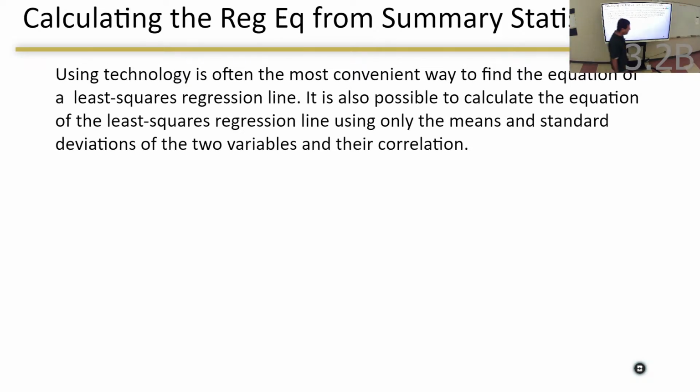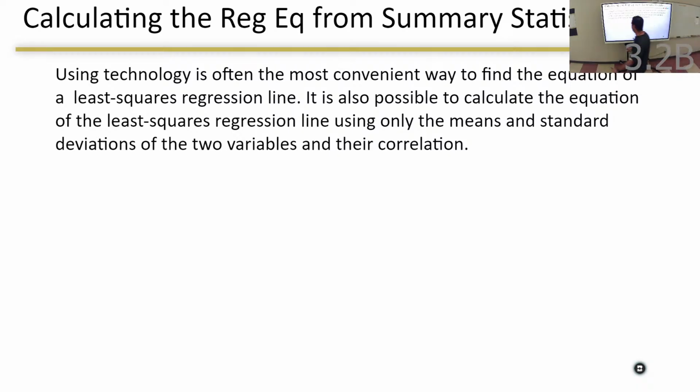Okay, now, this is probably the only time you'll ever use your formula sheet. Your formula sheet gives you two of these formulas that you're going to need to calculate this answer. Using technology is most often the convenient way to find the equation of the least squares regression line. It's also possible to calculate the equation of the least squares line using means and standard deviations of the two variables.